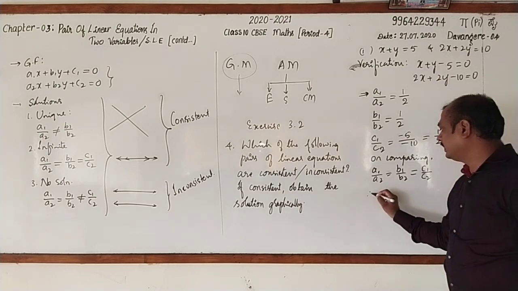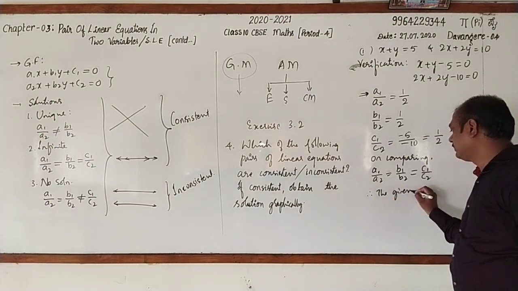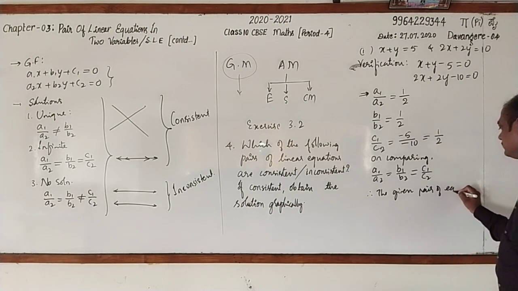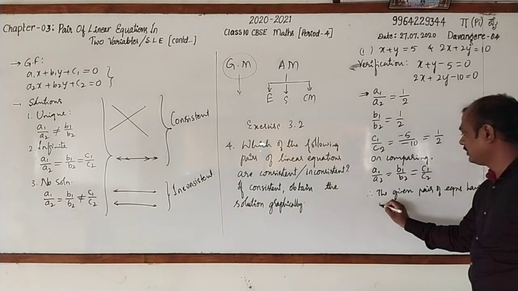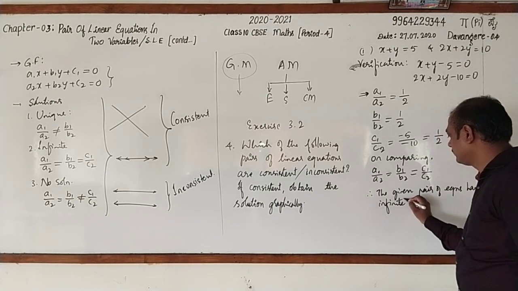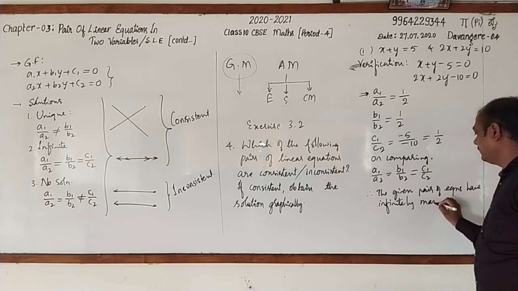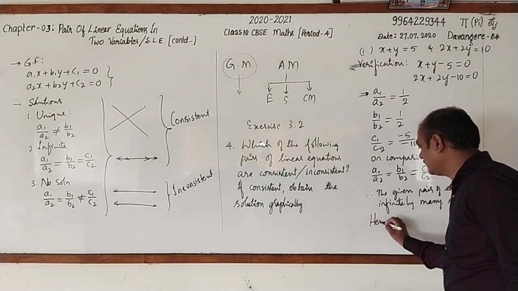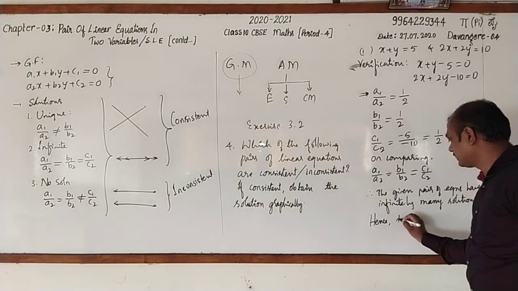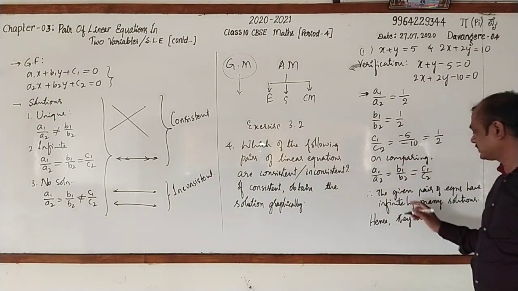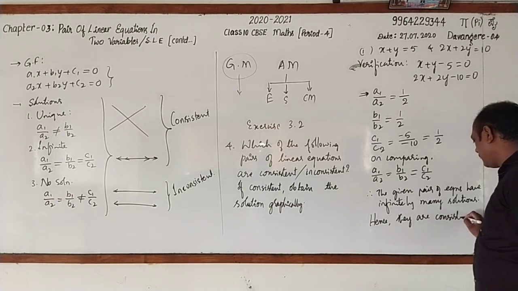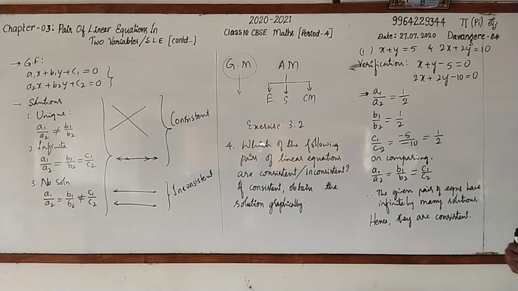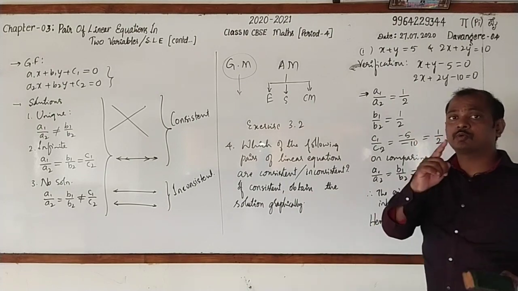Clear? Here all are equal. Therefore, the given pair of equations have infinitely many solutions. Hence, what you can say? They are consistent. Nothing but the equations are consistent. What is the question? If they are consistent, we have to draw the graph for them. To draw the graph, obviously we need to find out the coordinate points.